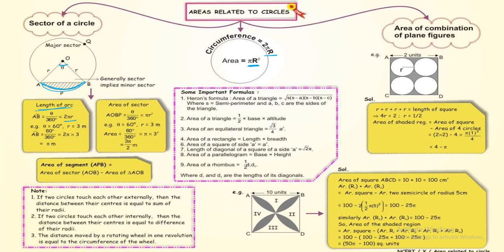Next, if you want to find the area of the sector, this is my sector. The area of the sector is given by theta by 360 into pi r square. Next, if I want to find this particular part, which is the segment, then I take the area of the sector minus the area of that triangle. Likewise, we can solve each and every problem related to this.